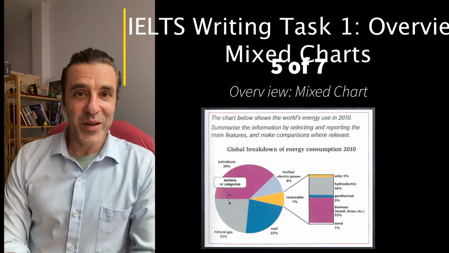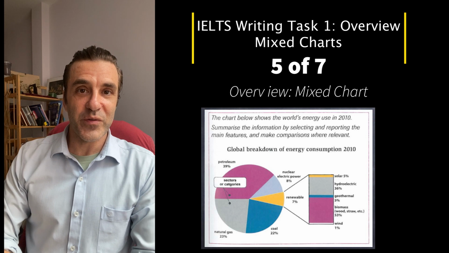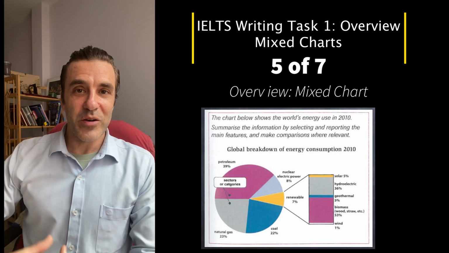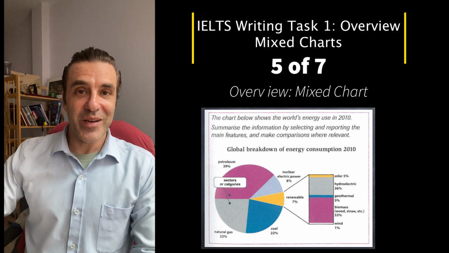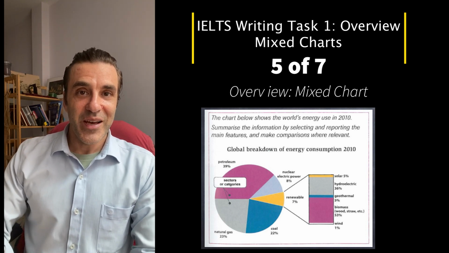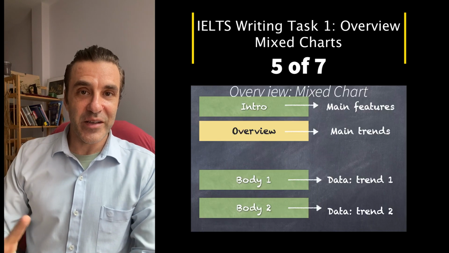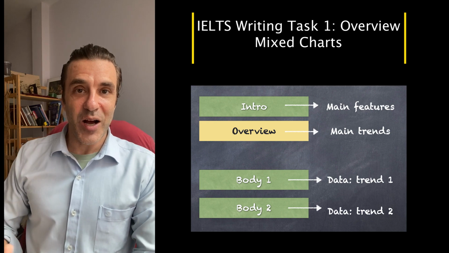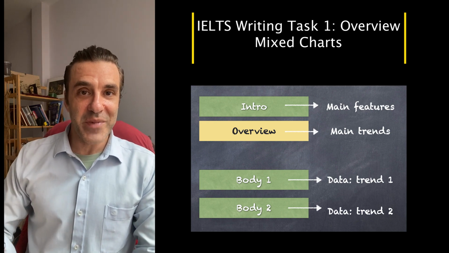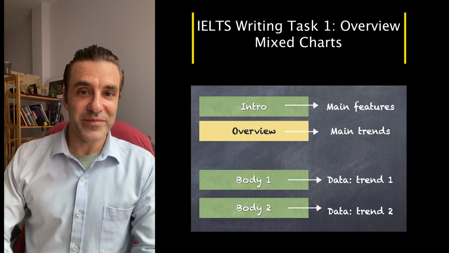Hello. Today we are going to be looking at IELTS Writing Task 1, the overview for mixed chart. Now, a mixed chart is one of the 7 different types of charts you need to study because in the IELTS Writing Task 1, you are going to face one of these types. And we need to have an introduction, overview, and 2 body paragraphs. And today I'm going to show you how to identify the information and write a paragraph for the overview.